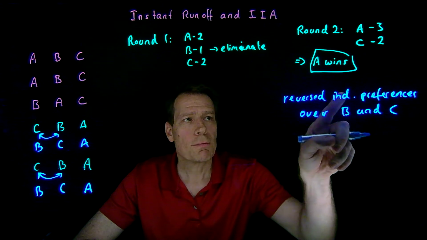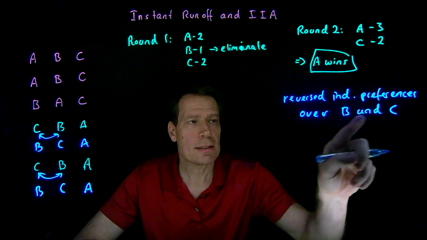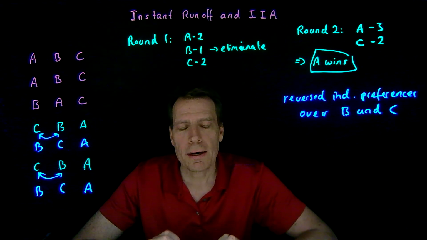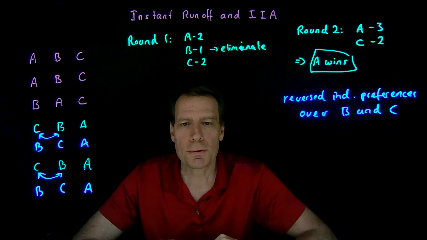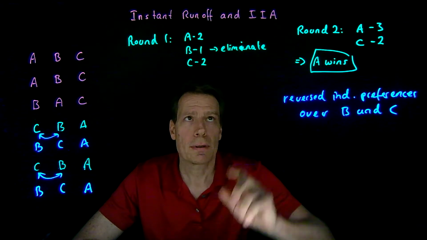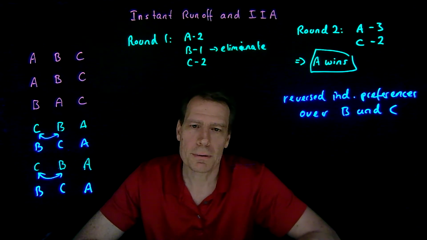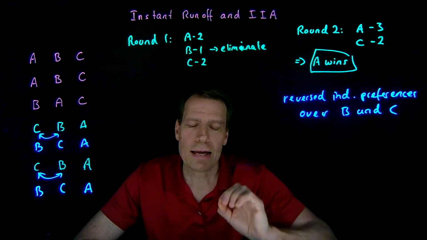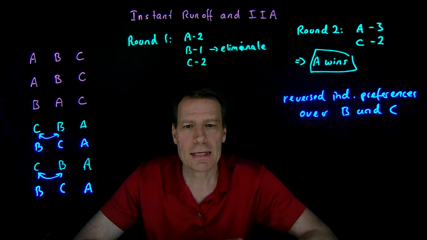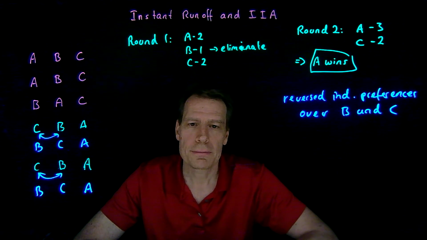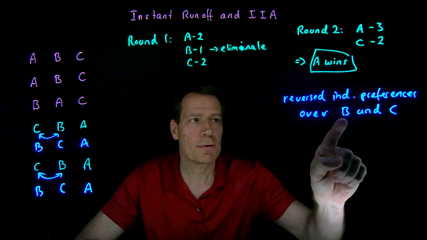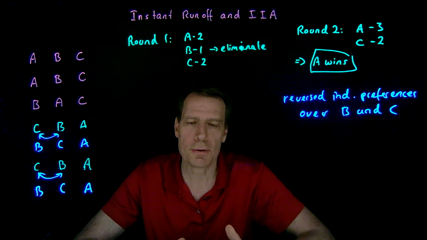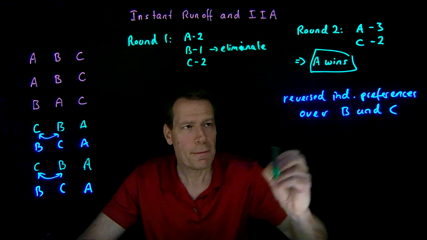So if we reverse how people feel over B and C, Arrow's independence of irrelevant alternatives assumption, IIA it's sometimes called, says that that shouldn't change how the society feels over A and B. We've just changed how they feel over B and C. We haven't changed how they feel over A and B. So let's see if that still holds.